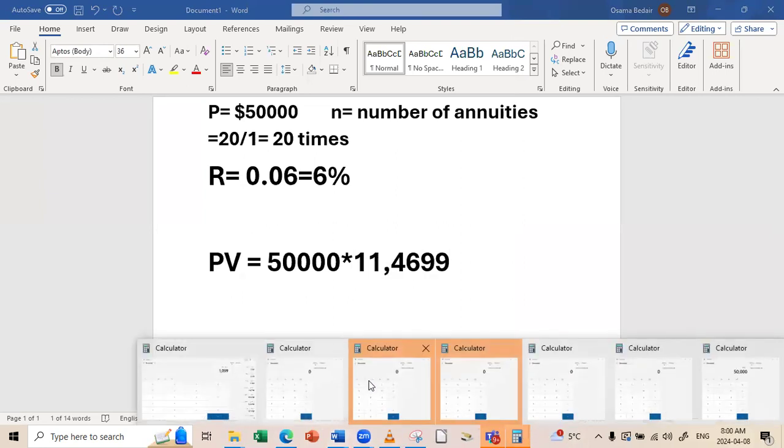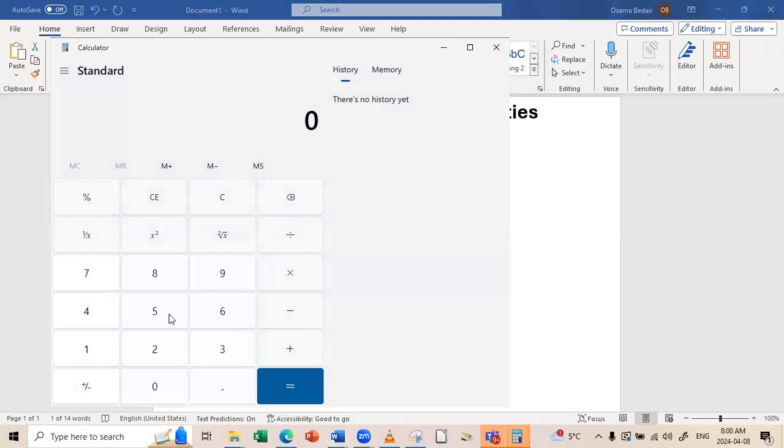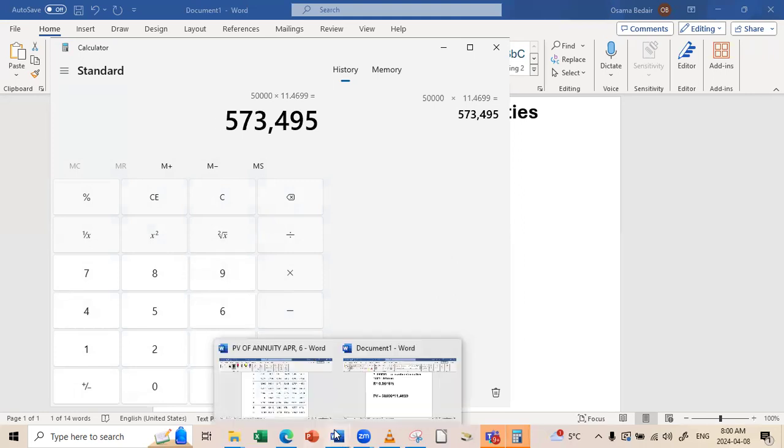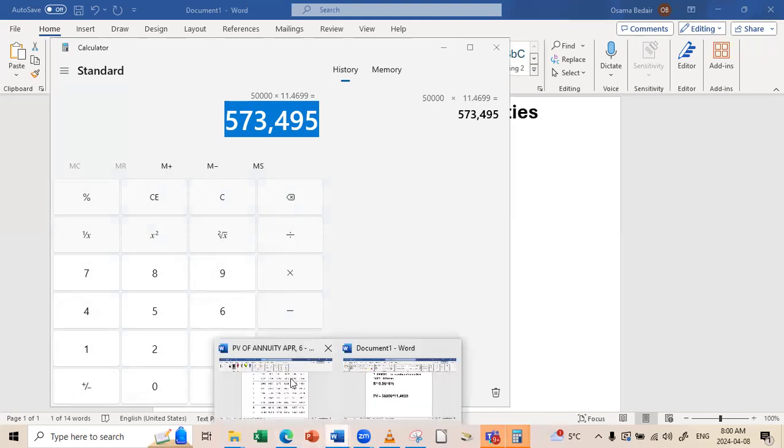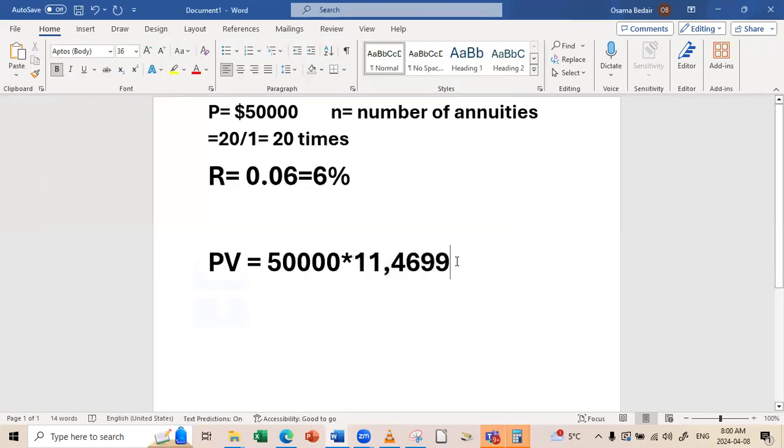Here are the calculations. 50,000 by 11.4699. That will equal how much? $573,495. Then this number, I will take it like this, Control and C, and I will go and paste it there where the answer is. Here it is. That will equal, and here is Control and V.